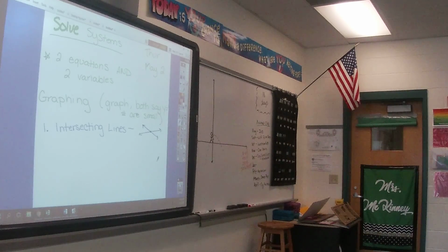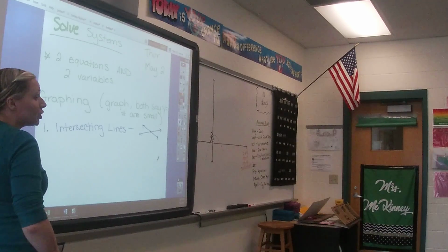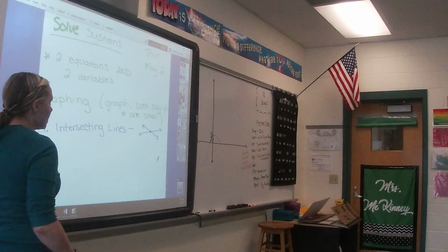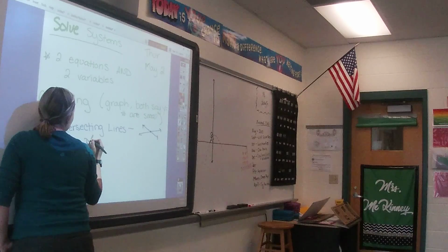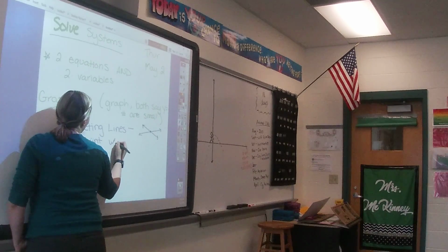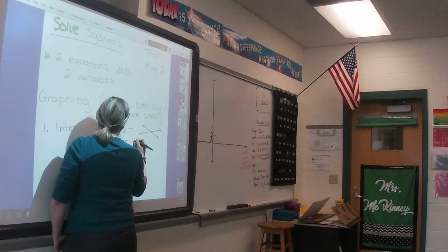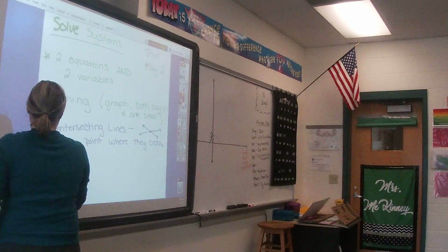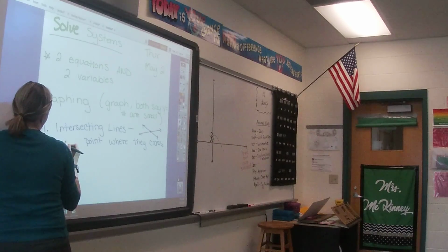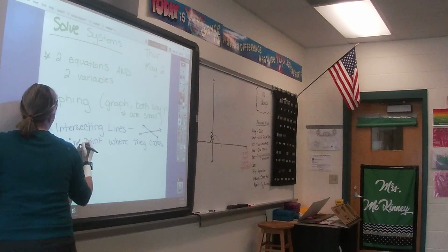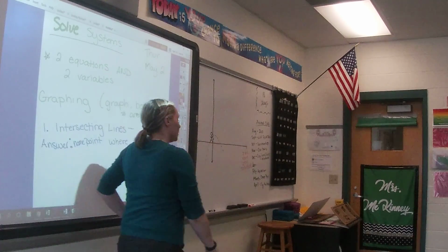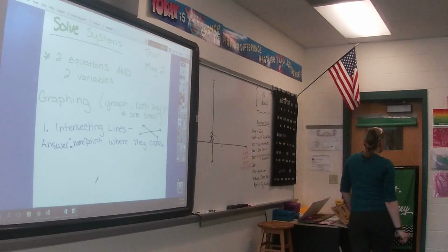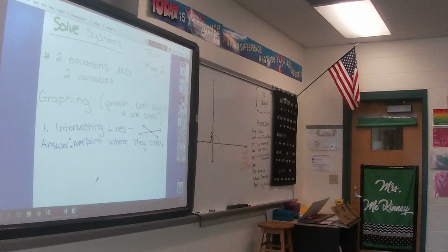When we get intersecting lines, our solution or our answer is going to be the point where they cross. When we're solving by graphing and we get intersecting lines, our answer or our solution will be to name the point where they intersect.